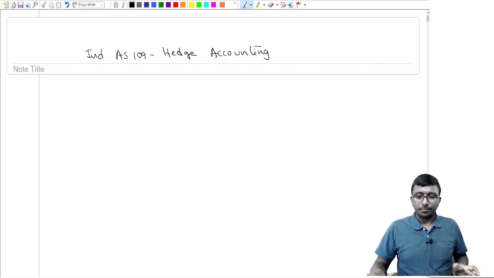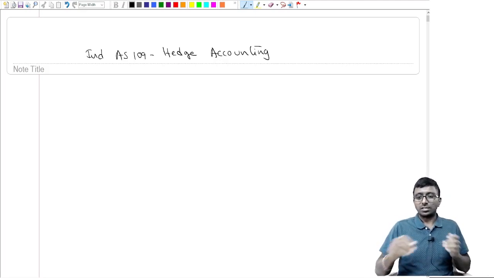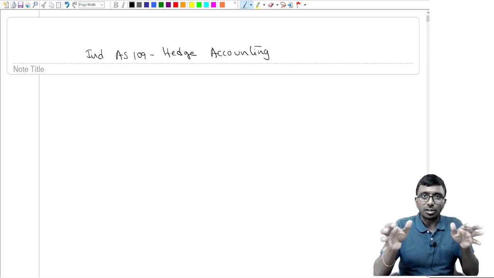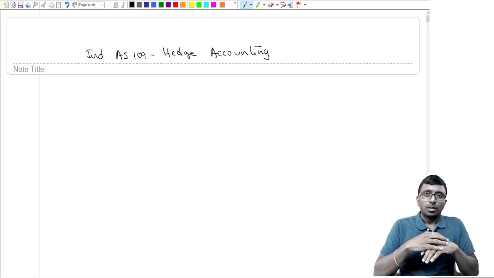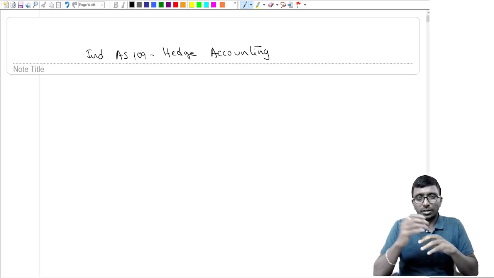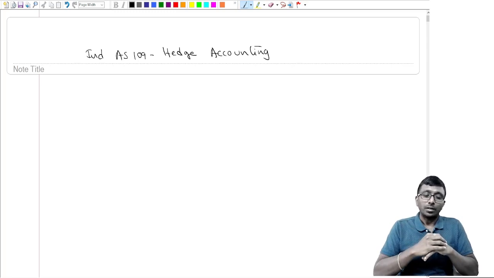Today we'll be discussing the basics of hedge accounting and the accounting treatment of the fair value hedge, cash flow hedge, and net investment in foreign operation hedge. All these things are going to be discussed. My suggestion before getting into it, and my assumptions both.